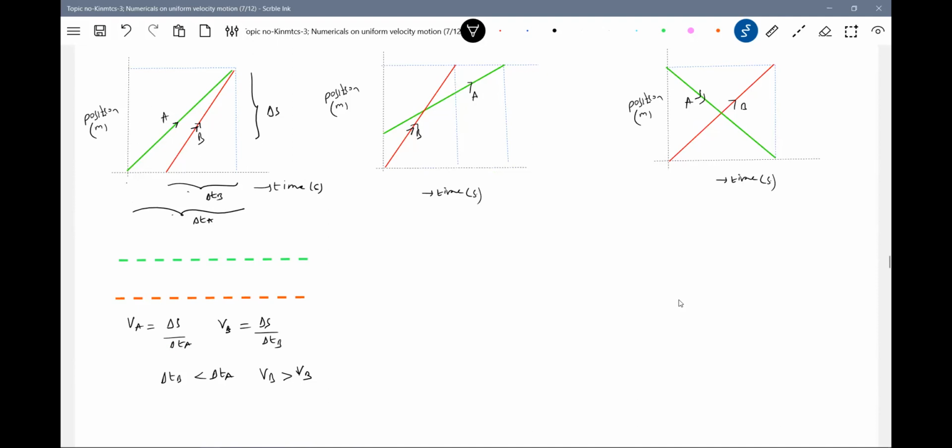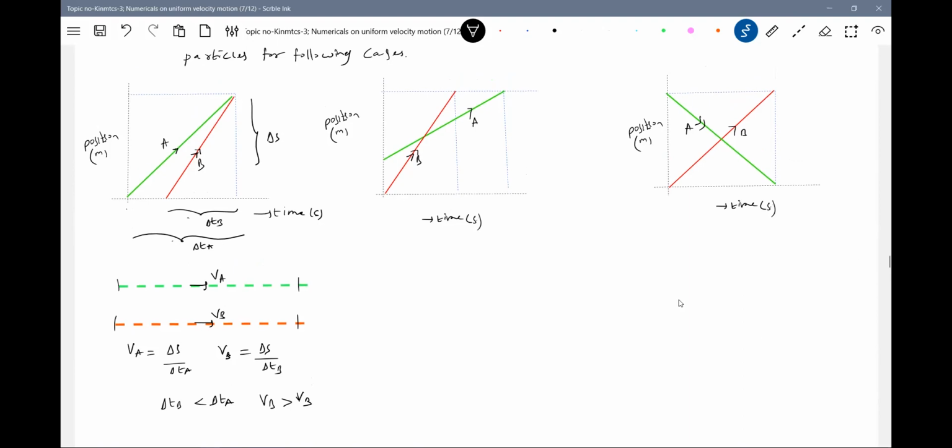Like this, we can interpret. Both will cover the same displacement. You can see that this is the speed of A, this is the speed of B. Both will cover the same displacement. Okay, no. Again, we have to interpret.